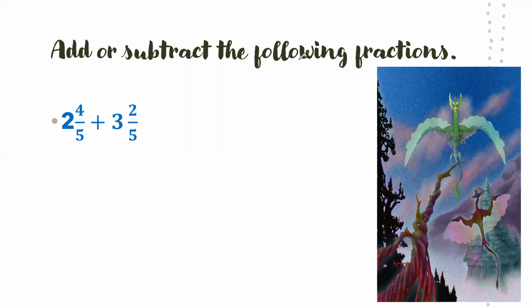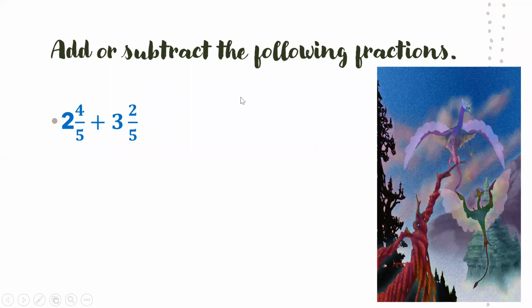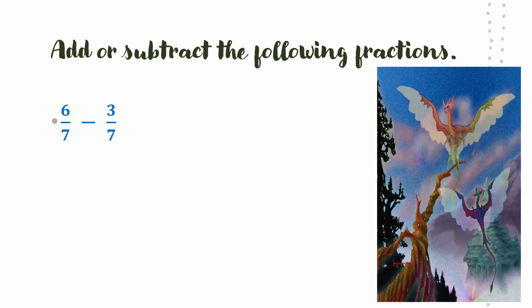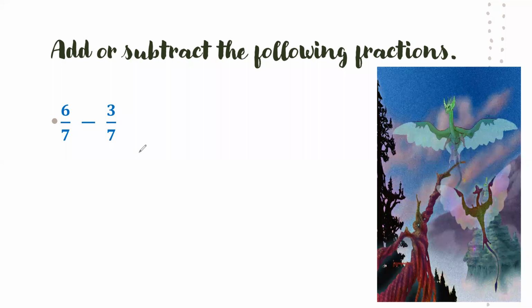Okay, next number. 6 over 7 minus 3 over 7. So 6 over 7 minus 3 over 7 is equal to, copy 7 and then subtract 6 minus 3, that will be equal to 3 over 7. Final answer, 3 over 7.